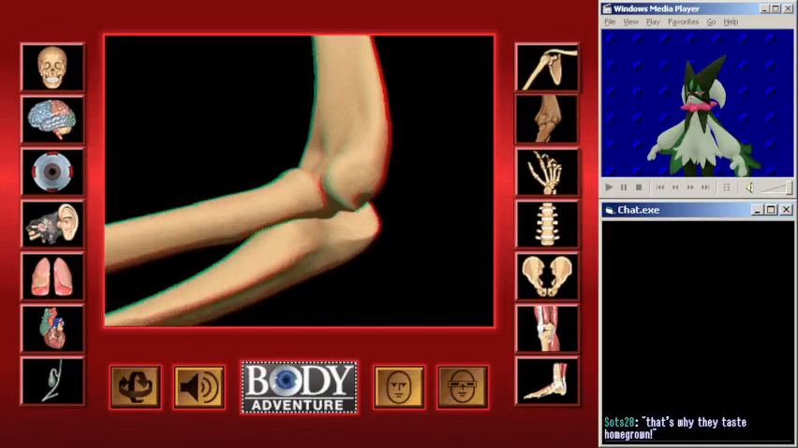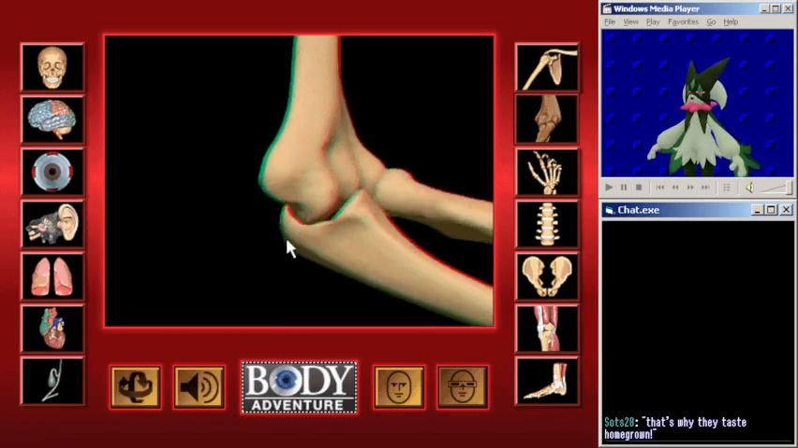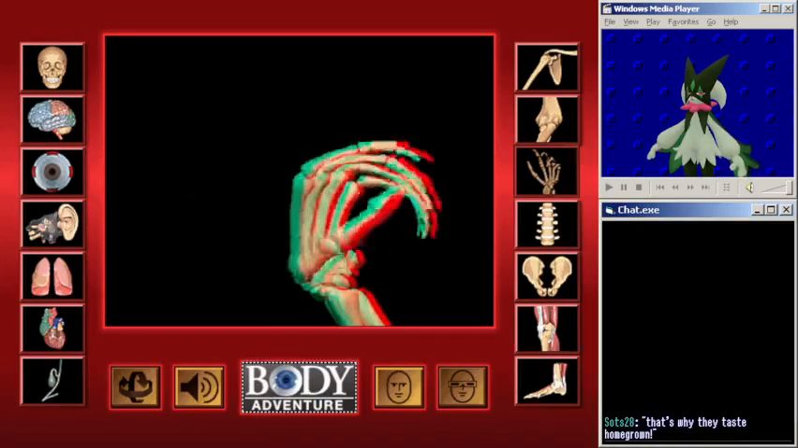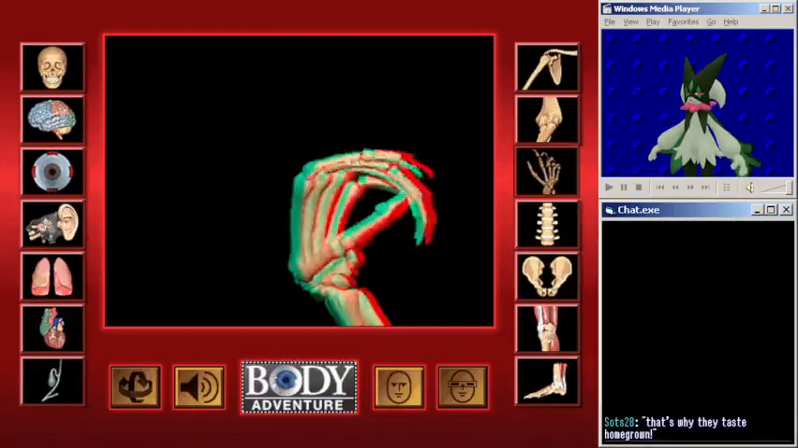Elbow. So where's the funny bone? This bit right here is a bit that I always end up whacking and deeply regretting. Hand. It's got some major flex to it, like all the way down.